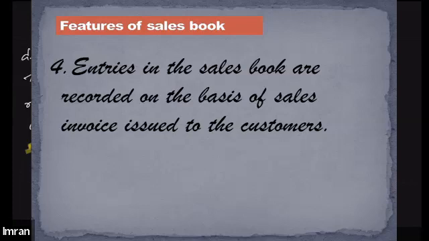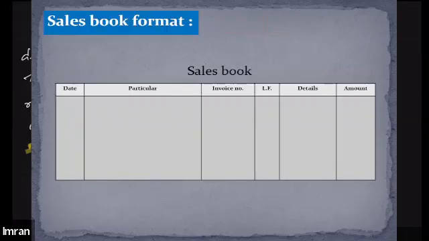Feature 4, entries in the sales book are recorded on the basis of the sales invoice issued to the customer. Okay. So we understood the sales book is pretty much similar to the purchase book. Only difference is that in case of the purchase book, we used to record the credit purchases of goods, and in case of the sales book, we will be recording the sale transactions which have taken place on credit basis.